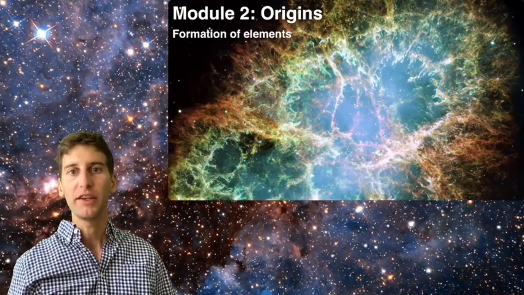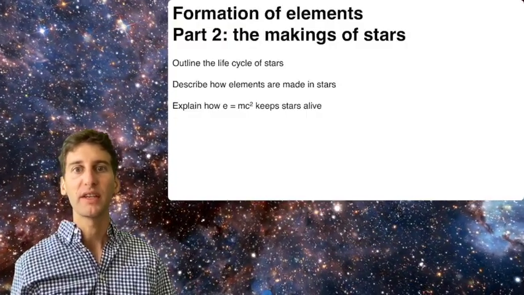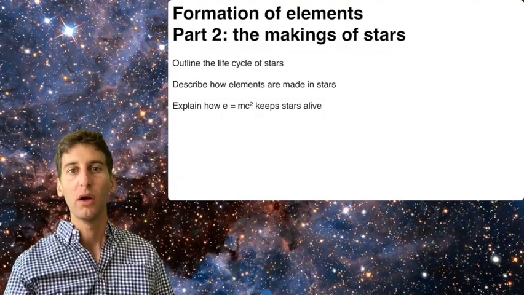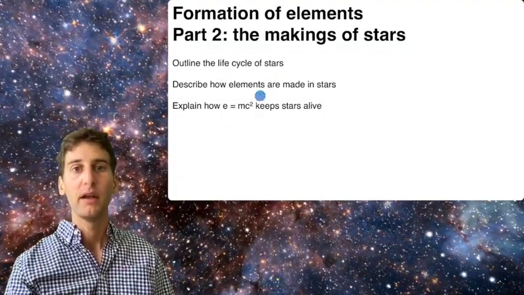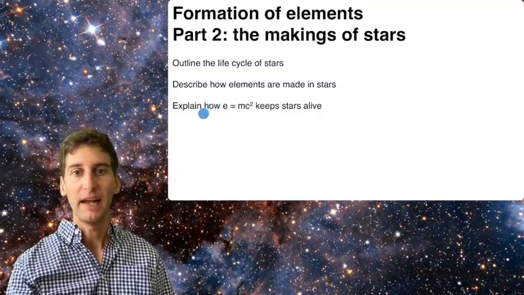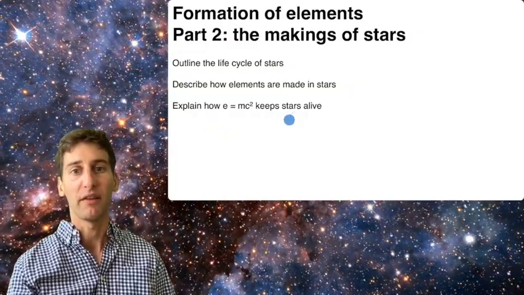Alright, so let's continue our investigation into the origin of the elements. Part 2 has us focusing on processes occurring in the center of stars. First we'll start with the life cycle of stars, how they start, how they end, then talk about where elements are made within the stars. Lastly, we'll invoke E equals mc squared to try to explain what keeps stars alive for billions of years.